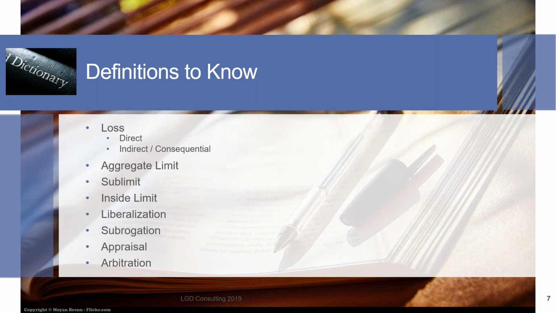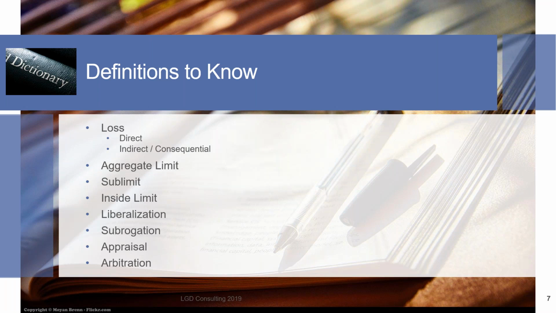Likewise, if a restaurant has a fire, that's a direct loss, but because they're closed, they're not selling food for revenue. And so business income and extra expense coverage is a type of indirect or consequential loss coverage that you can get as a business owner. But make sure you understand the difference between the two.